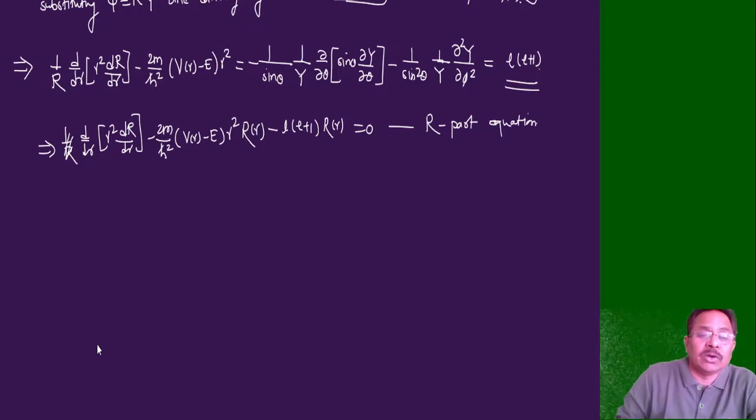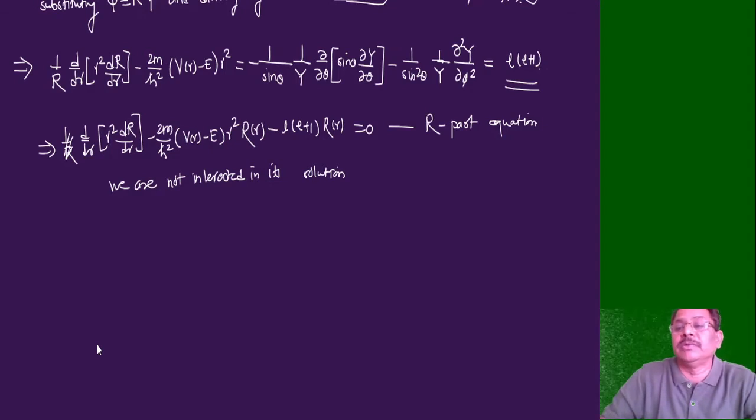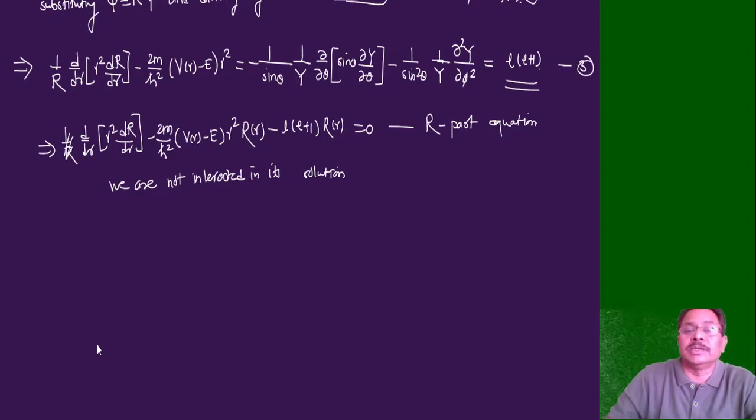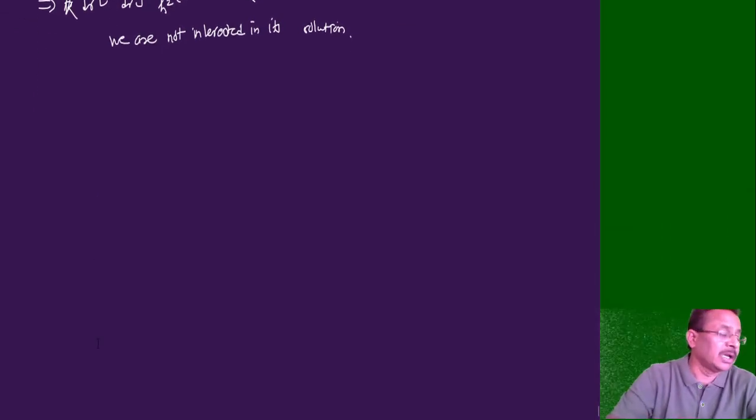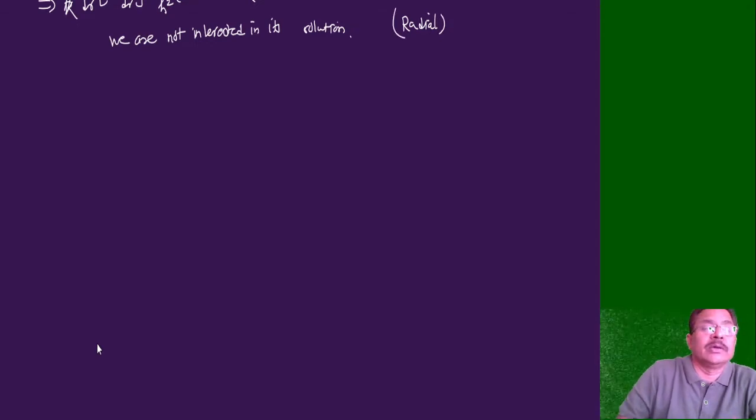And remember, we are not going to get the solution of this; we are not interested in its solution at present. We are more concentrated on this. Give number 3 to this equation. The right hand side part of equation 3, that is what we are interested in here: theta and phi. We are not interested in the solution of the R part equation right now. This is called the radial part solution. Radial. And now, angular.